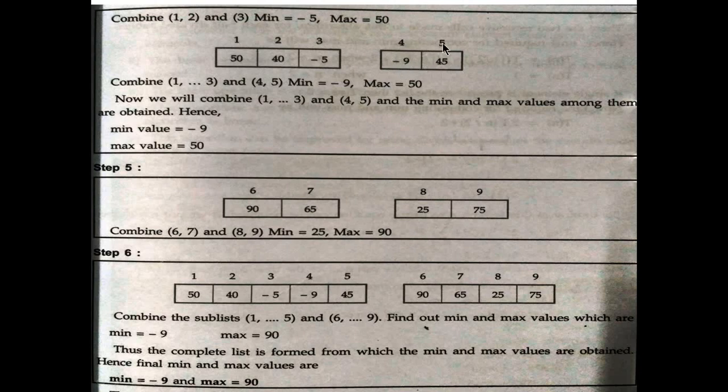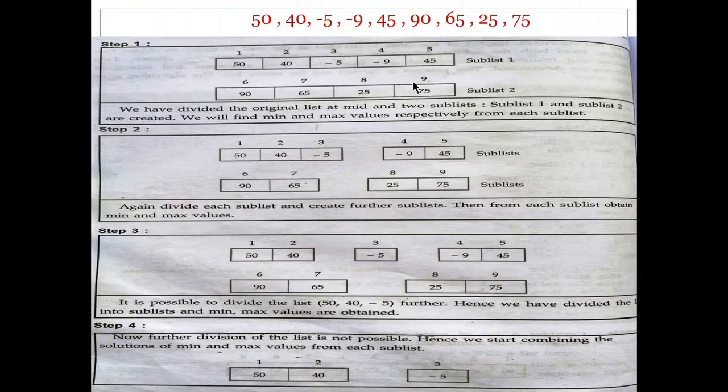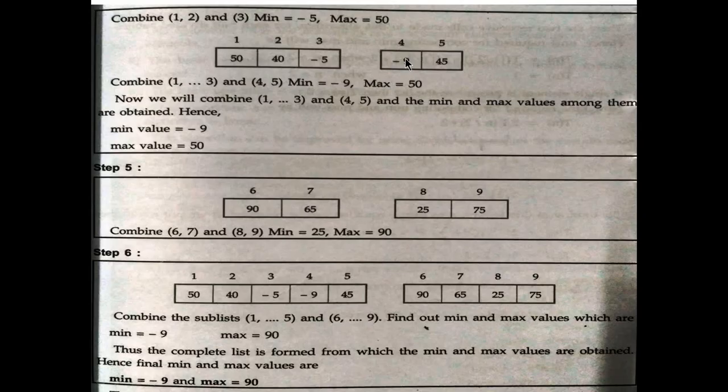In this 4 and 5, the minimum number is minus 9 and the maximum number is 45. If we merge this 1 to 5 sublist again, then our minimum number will be minus 9 and maximum number will be 50. This is the solution of our sublist 1. Now we can find the solution of our sublist 2.